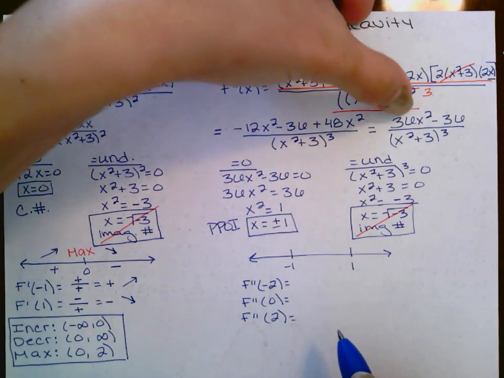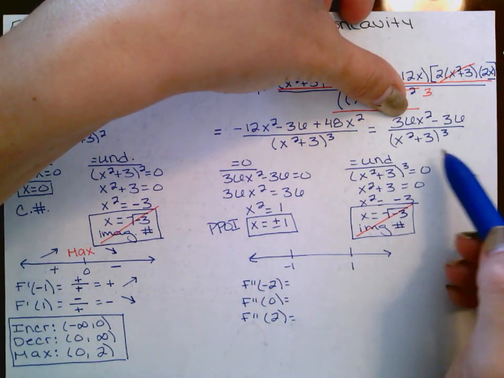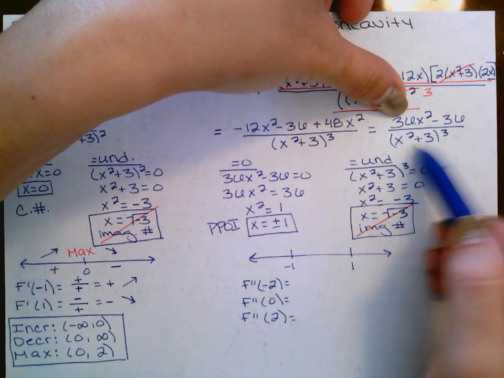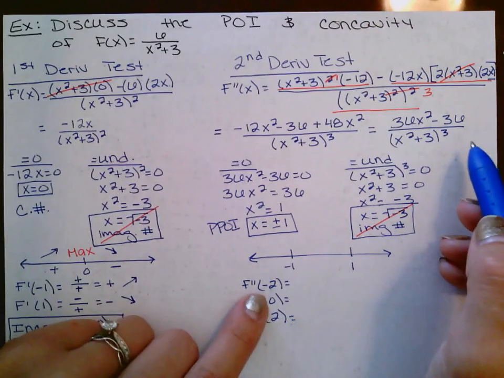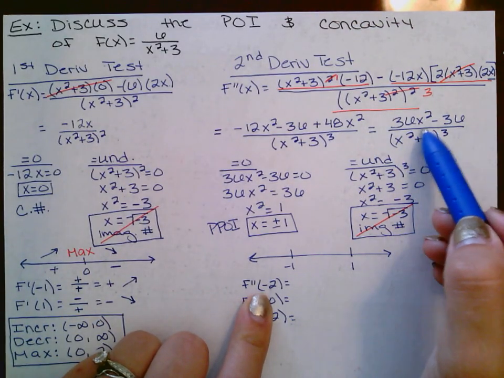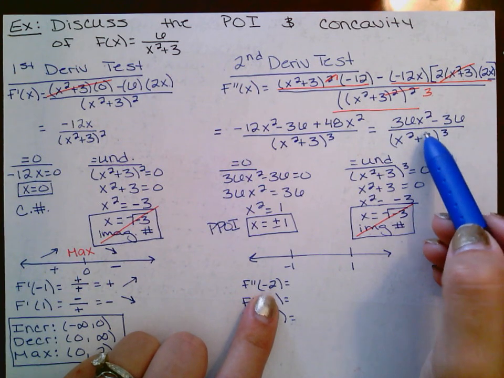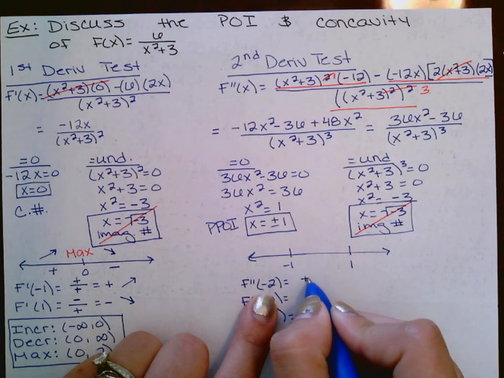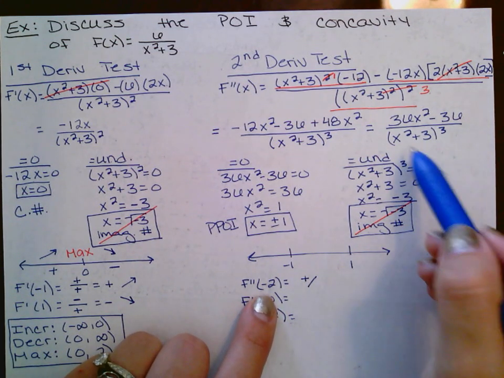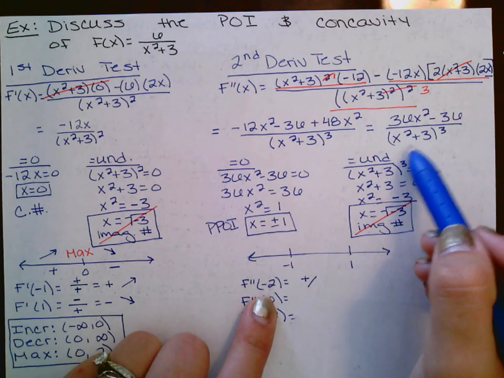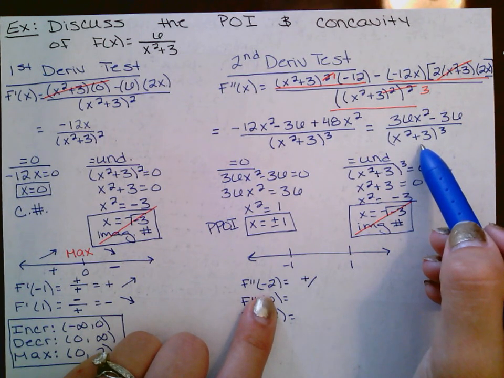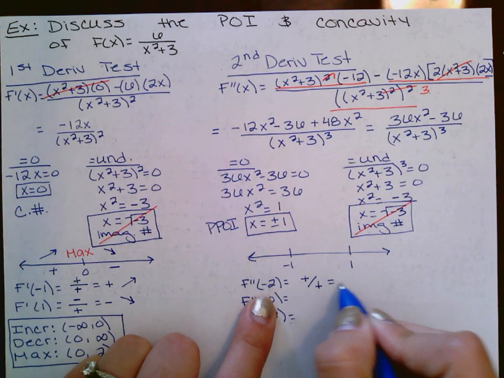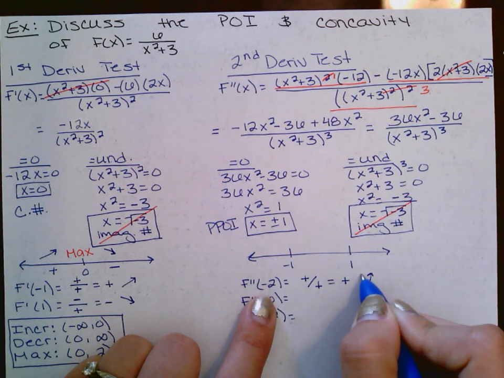All right. So here's my cleanest version of my second derivative. Be careful because now my denominator is not an even exponent, which means this will not automatically be positive, okay? So let's check the numerator first. If I do a negative 2 squared, that gives me 4. 4 times 36 minus 36, that's going to end up being positive. Divided by negative 2 squared, this is a 4. 4 plus 3 is going to be positive. A positive cubed is still positive. Okay? So this is a positive, which indicates concave up.